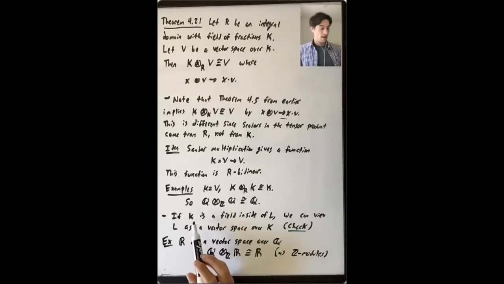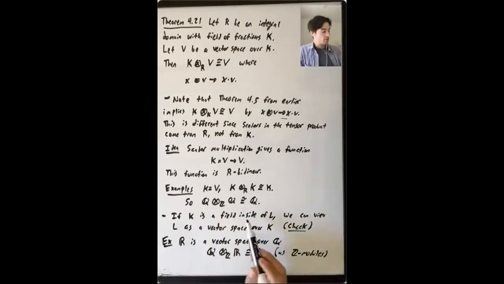Okay, so another thing you can do is go from your field K to a bigger field containing K. If K is a field inside of L, we can view L as a vector space over K. You really should check that you believe that's true. L is certainly a vector space over L. So what are the things you need to check to show it's also a vector space over this subfield K? You should check that. But if you believe it, then R is a vector space over Q.